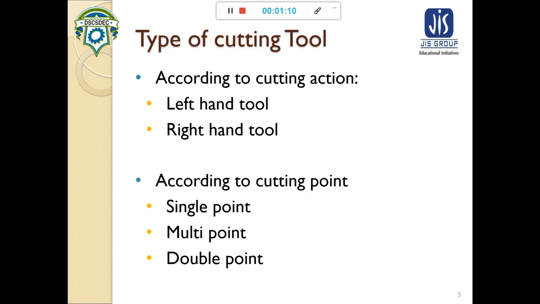So let's start with cutting tool. According to cutting action, the cutting tool can be classified in two cases. First one is left hand cutting tool, second one is right hand cutting tool. In case of a cutting point, so what is point? A single point cutting tool looks something like this.